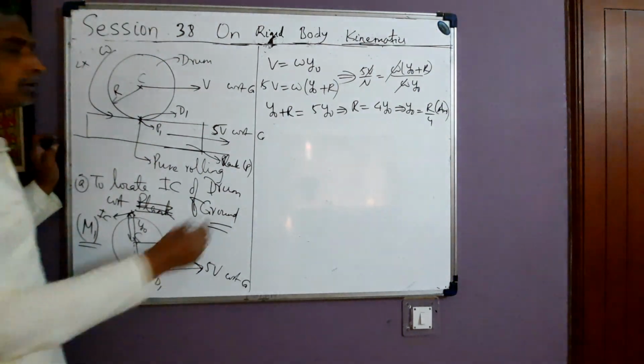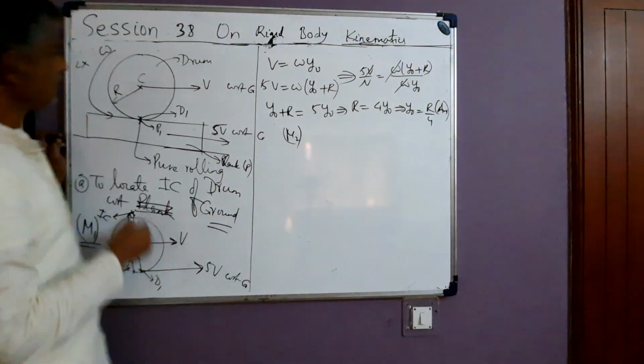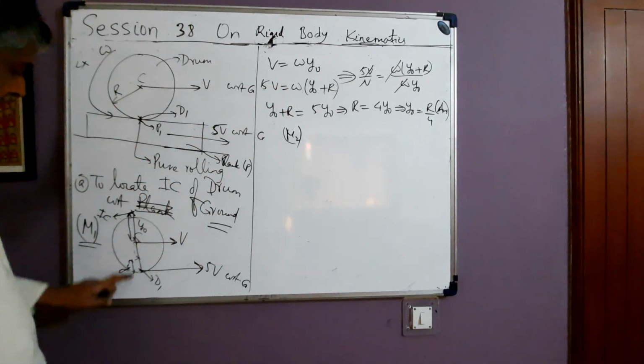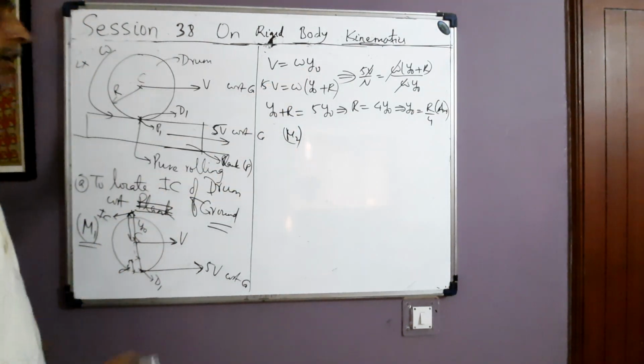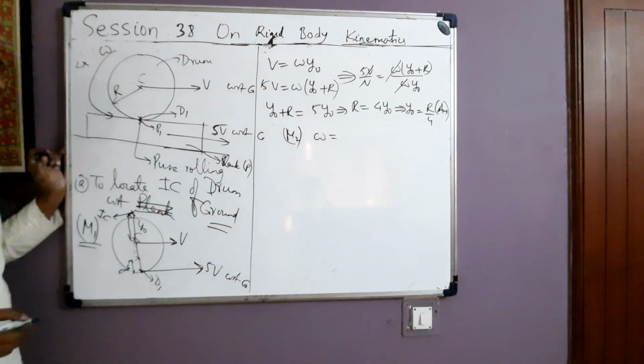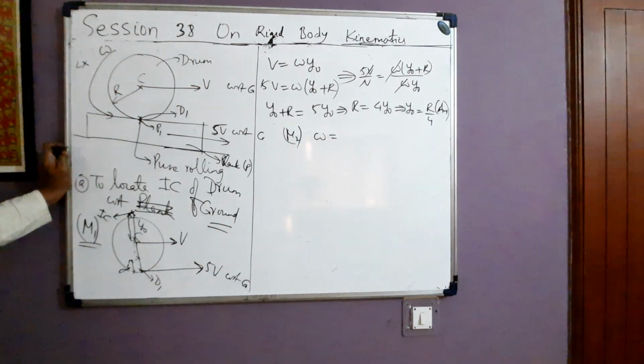Okay. So method 1, what we did, we wrote two equations. One we did for center and one we did for D1. That was method 1. In method 2 we apply an easier method. We first determine omega. We determine omega using the concept of relative normal speed of separation.